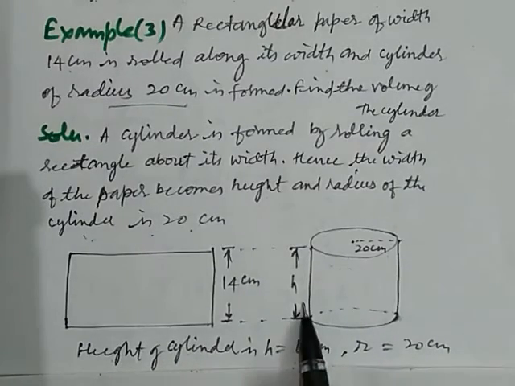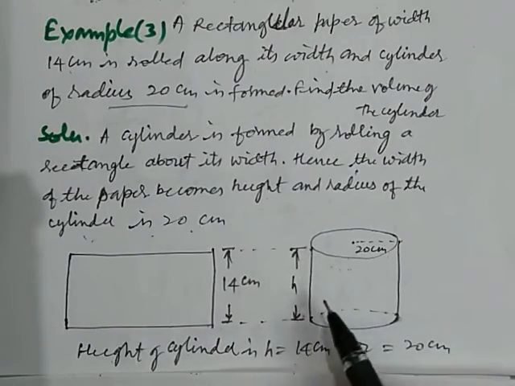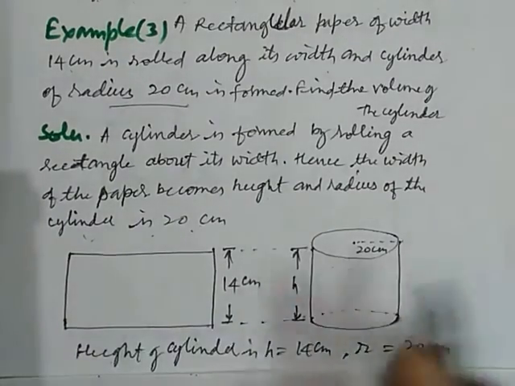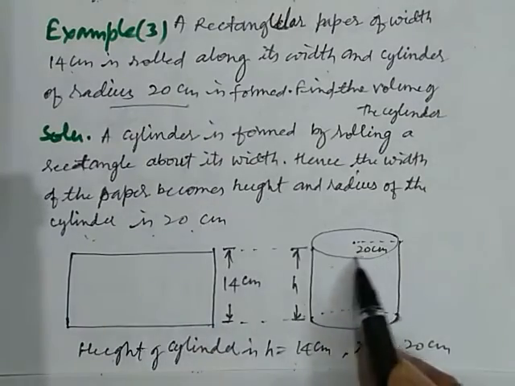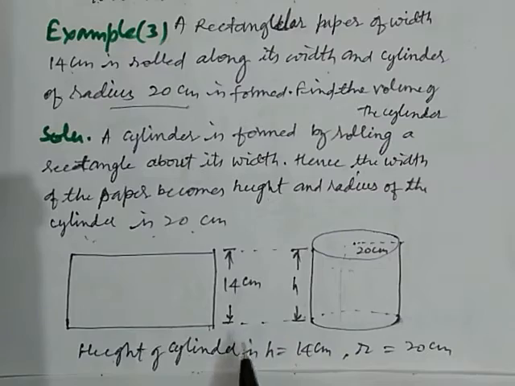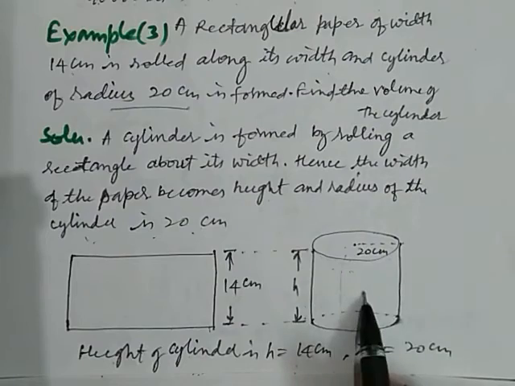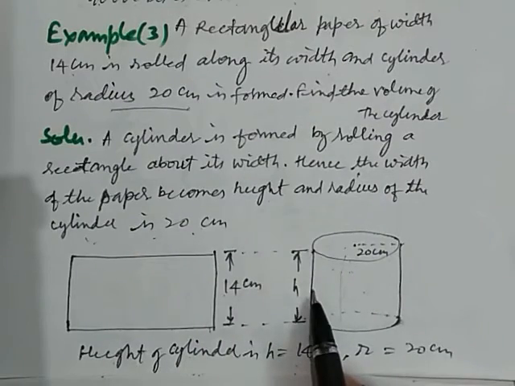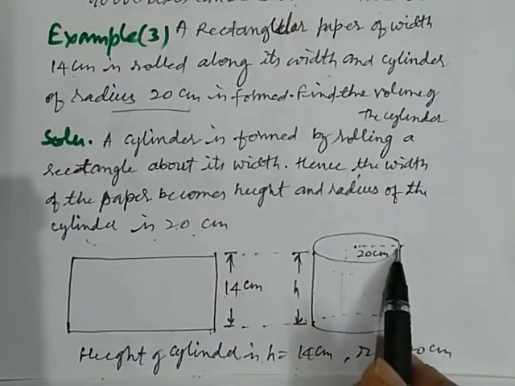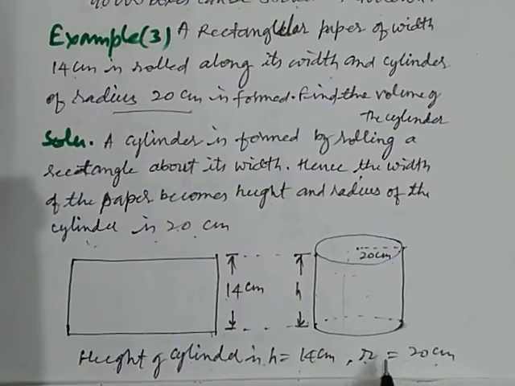So what are the dimensions we got by this? Height of cylinder is h. How is it formed? This width becomes the height of this cylinder. Reversely we can learn this: if we cut this cylinder here and spread it, then we get this as the circumference, and this height becomes the width of the paper. So conversely, when we roll this, the cylinder is formed, and this 14 centimeter is the height of it. So height of cylinder is 14 centimeter, and this 20 centimeter is already provided as the radius. So both dimensions are here.